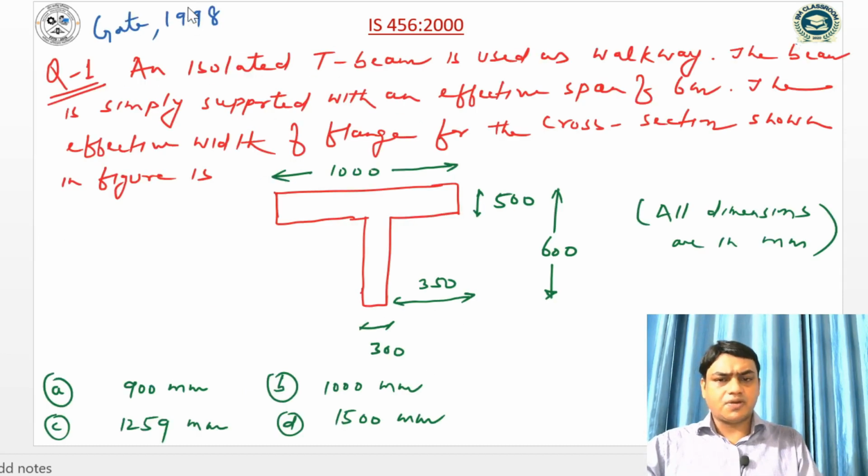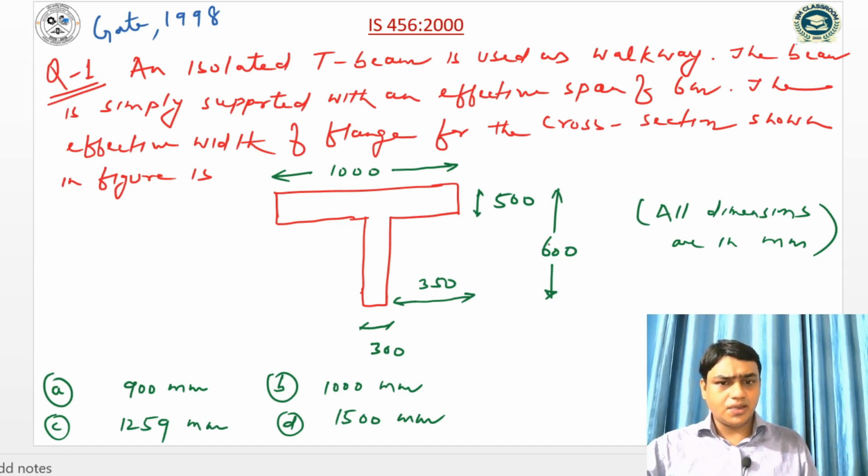So let us take one problem. With the help of this problem, we can easily understand how to compute the effective width of the flange in case of beam plus slab type or an isolated T-beam. This question was asked in GATE 1998. An isolated T-beam is used as a walkway. The beam is simply supported with an effective span of 6 meters, and the effective width of the flange for the cross section shown in the figure is?